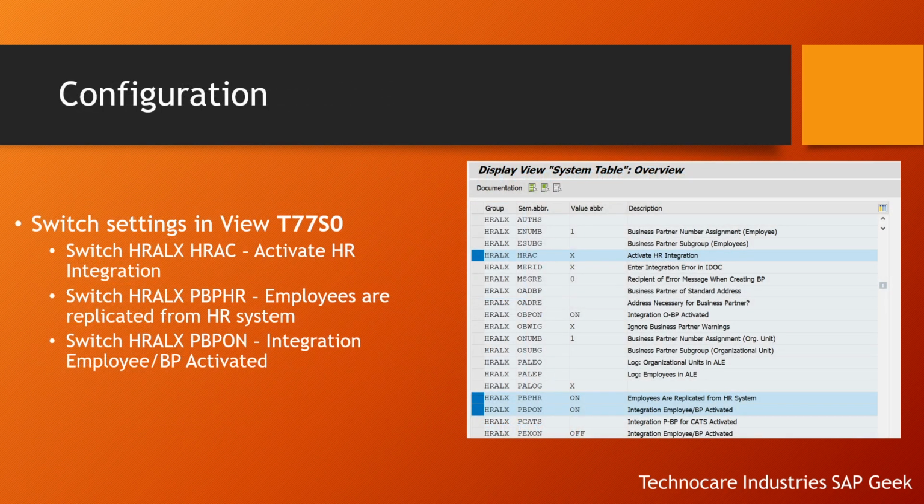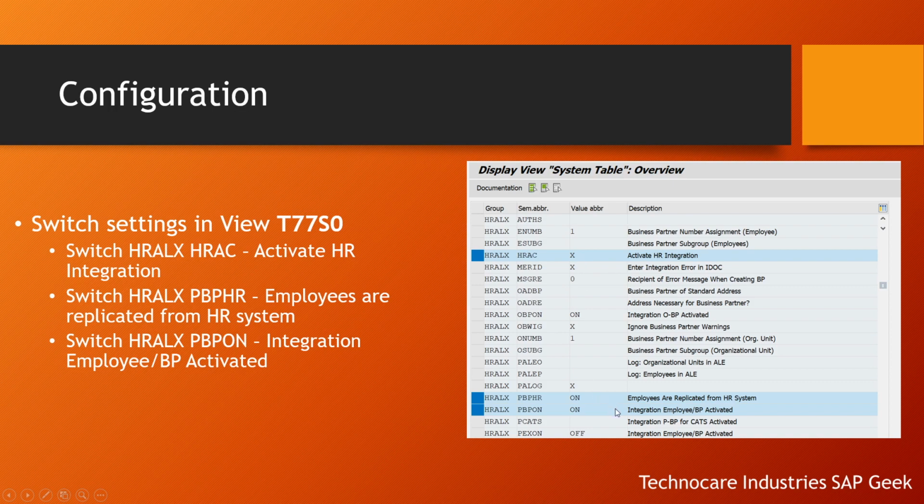So then let us start with the configuration. After activating your business function, we come to this view T77S0. All 3 switches are required to be activated over here. You can see activate HR integration, that is HRALX HRAC, the value should be X.